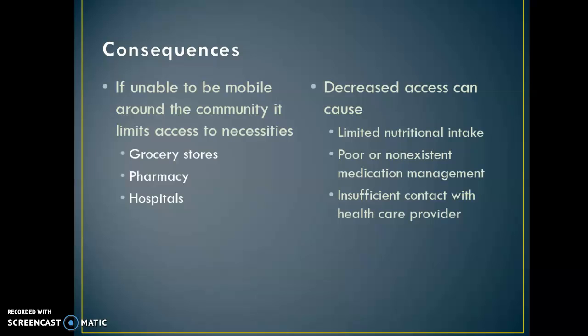The decreased access can cause limited nutritional intake, poor or non-existent medication management, insufficient contact with healthcare provider. So if they are unable to get to the hospital, they won't be able to talk to their healthcare provider face to face. I mean, they could call them, but older adults really don't do that a lot. They'd rather talk to their healthcare provider face to face. And then if they can't get to the grocery store, they're obviously not going to get the right nutrition that they need. And then same with the pharmacy, they need that medication to keep their body healthy.